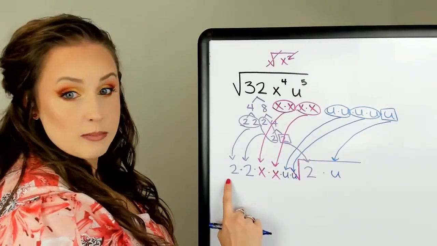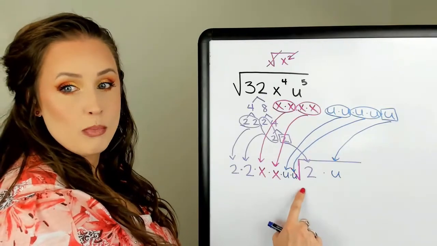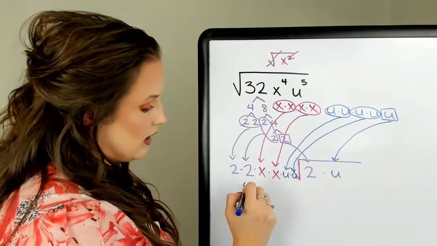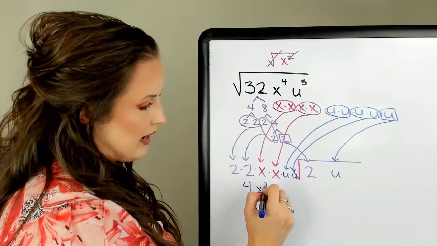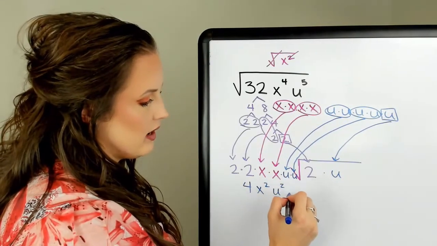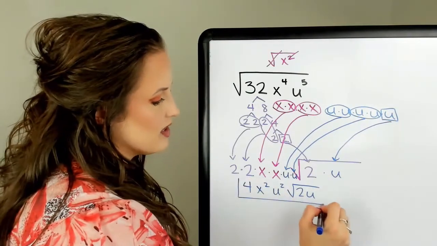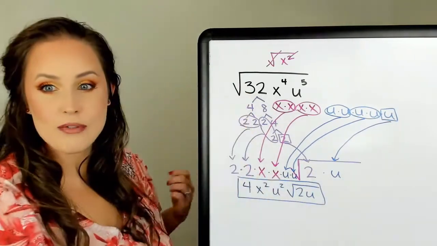So now all you want to do is multiply everything outside that you can, multiply everything inside that you can, and then you're done. So 2 times 2 is 4. X times x is x squared. U times u is u squared. Root 2 times u is 2u. So that is our simplified version of that root right there.